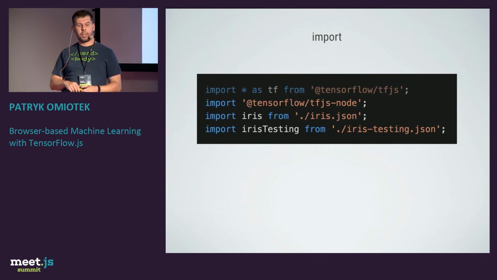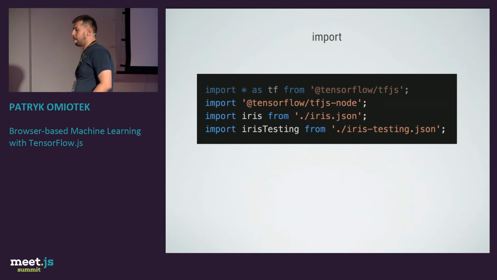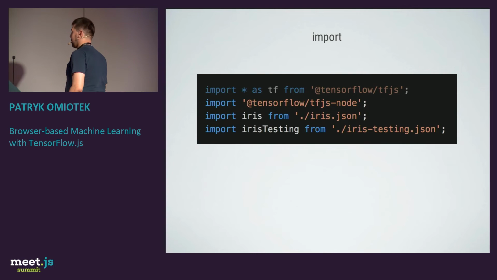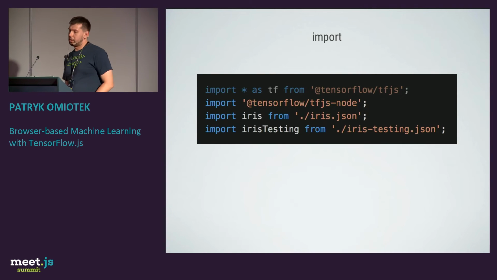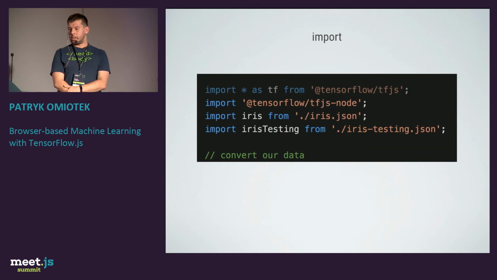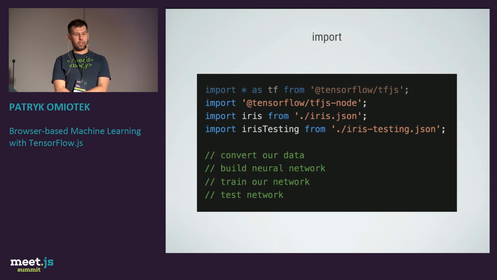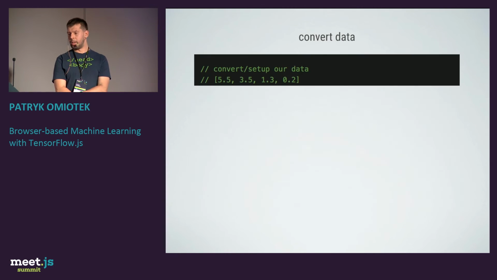So we are importing iris, the whole dataset, and testing data, of course importing TensorFlow and bindings for Node if we are using Node, and in this example we will be using only Node. What we need to do is to convert our data, so prepare it for our training, build a neural network, train our network, and test it.